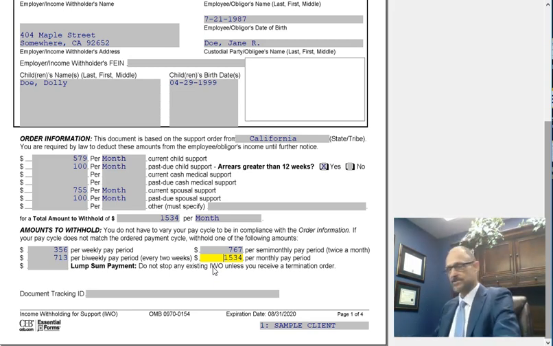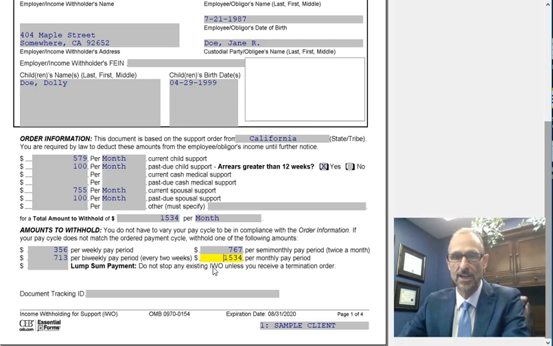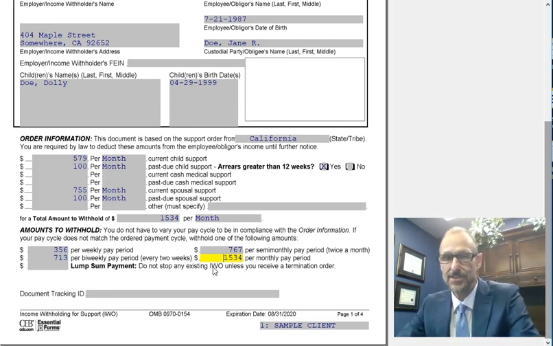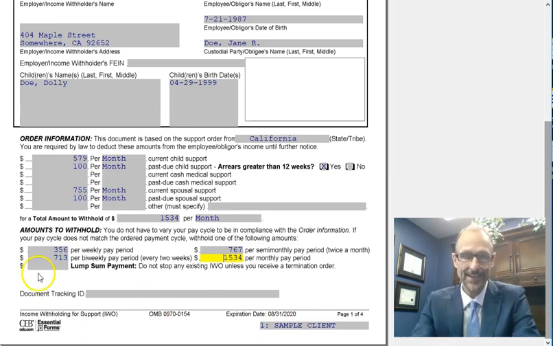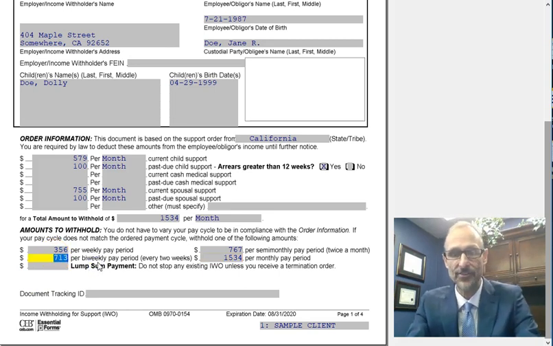Just for simplicity's sake, I might as well run it with you. So $1,534 times 12 gives us $18,408 per year. To determine how much that is for every bi-weekly, then you need to divide this number by 26, because that's how many bi-weekly periods there are in a year. I had 713 on here.